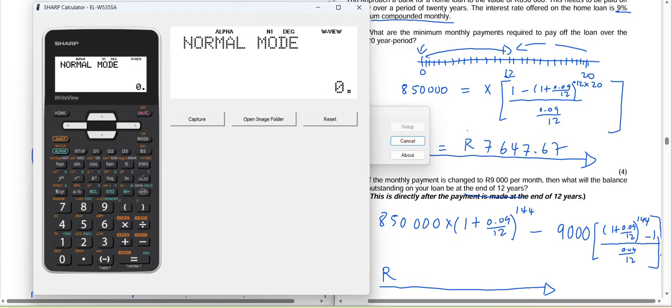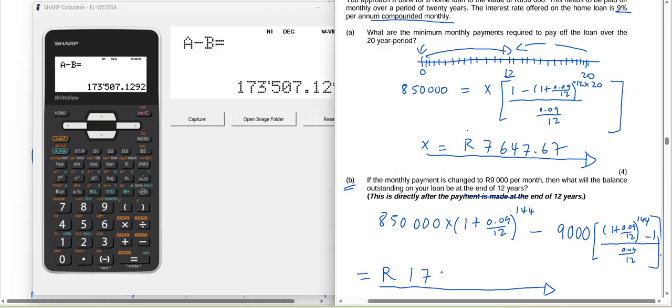So recall A minus recall B, what will be our solution? So we get 173,507.13 will be the balance at the end of 12 years.